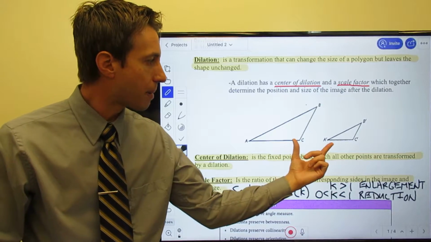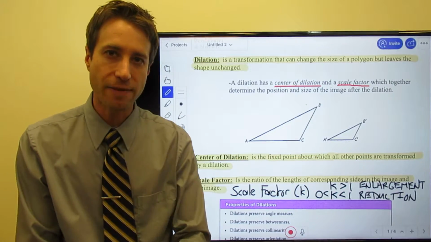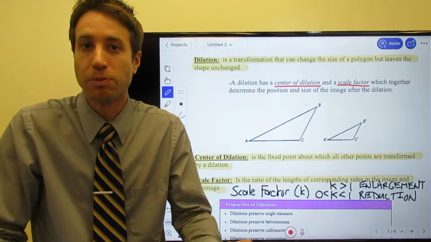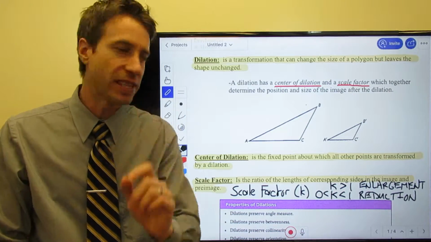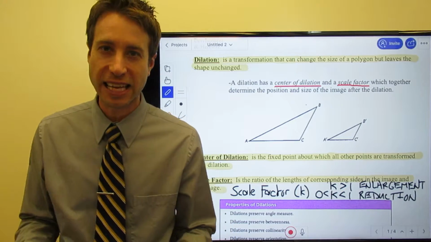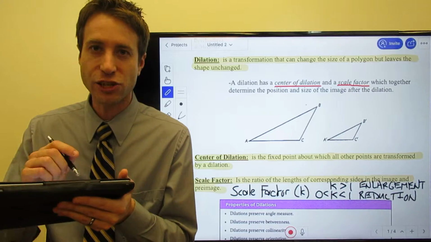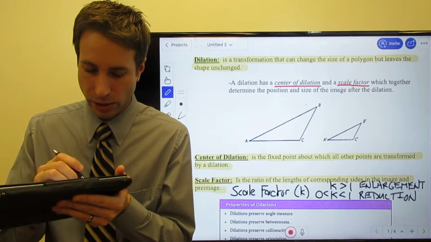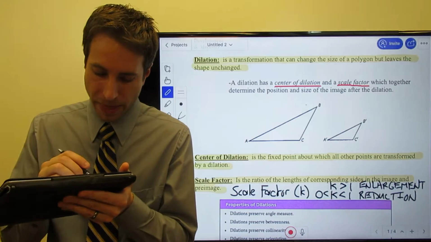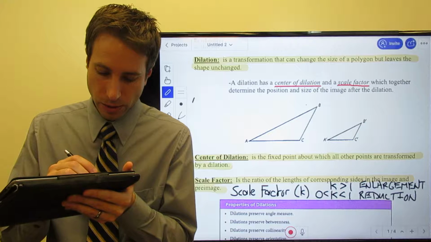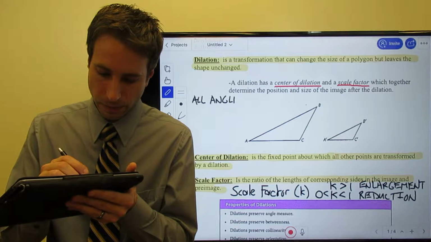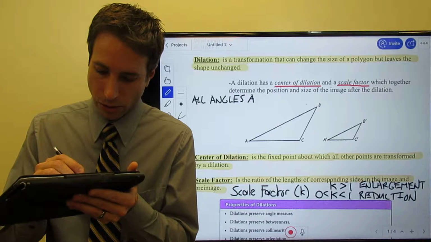So let's talk about the two figures that I gave you. First, please notice they're both triangles, right? They're going to be the same shape. And this is really, really important about dilations. A dilation maintains angle congruence. So here's the really, really important part. All angles are congruent.